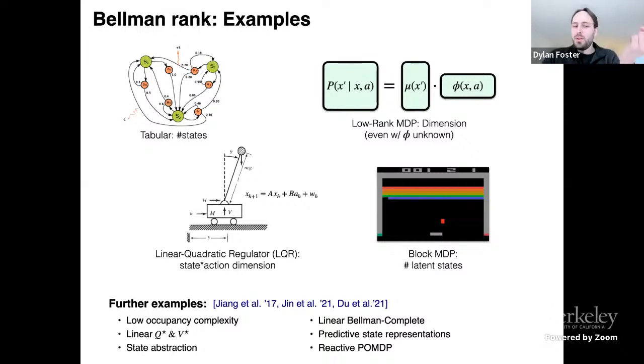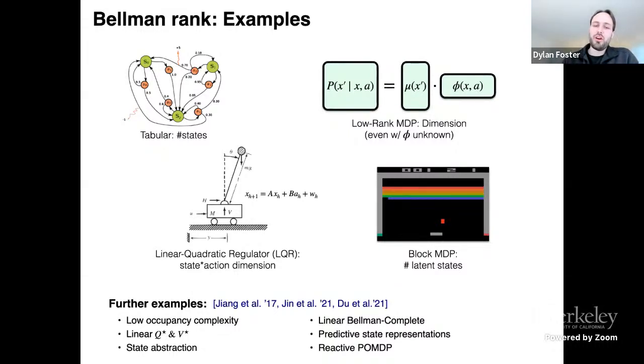Another example, which will be familiar if you're coming from the control theory side, is the linear quadratic regulator. This is the canonical optimal linear control problem where we have continuous states and actions. And you can show that the Bellman rank for this setup scales just with the state dimension and the action dimension. All right. There are many other examples you can consider.